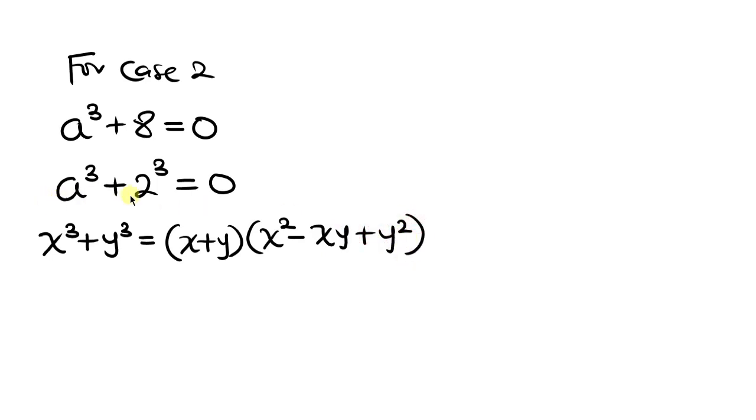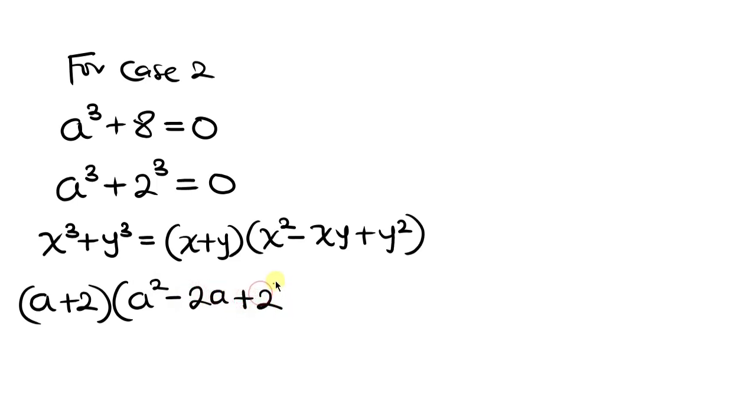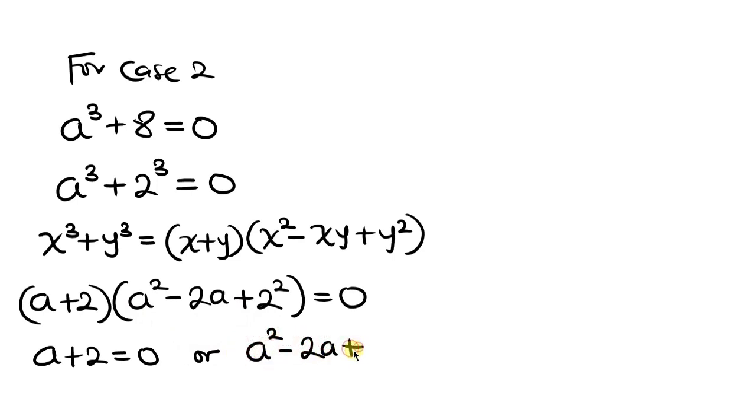Now let's write this expression in this form. That means this can now become a plus 2 times a squared minus 2a plus 2 squared. Very good. And this is equal to 0. So we have two cases. For the first case, we have a plus 2 equal to 0. Or for the second case, we have a squared minus 2a plus 2 squared, which is 4, so plus 4, equal to 0.